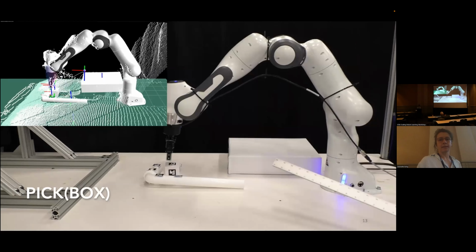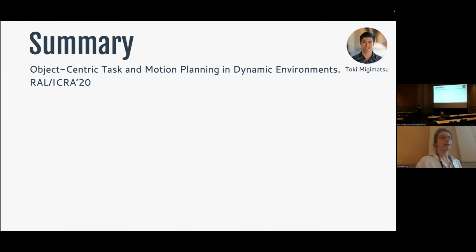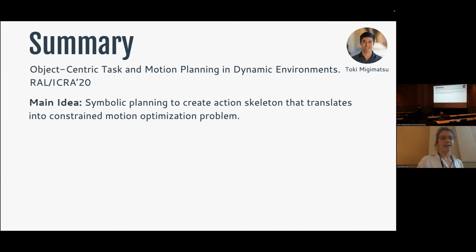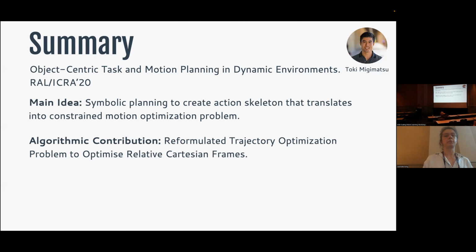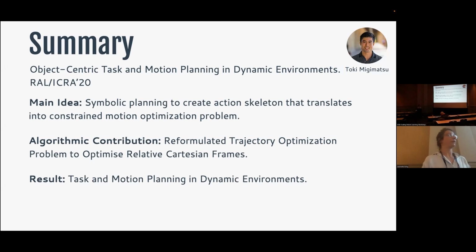Okay, so just to summarize this work, this is the title of the work. Feel free to check out the paper or talk to Toki. The main idea was to combine symbolic planning to create an action skeleton that is then translated into a constrained motion optimization problem. It was specifically reformulated to optimize over relative Cartesian frames, which makes task and motion planning feasible in a dynamic environment.